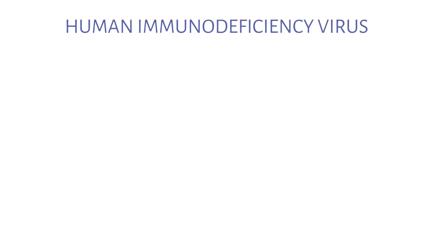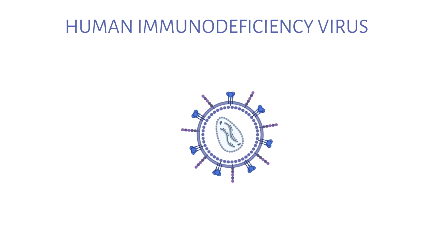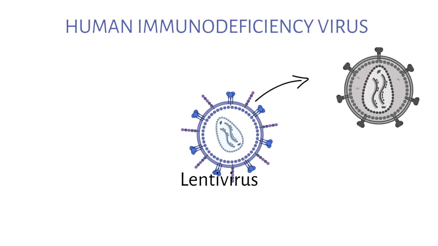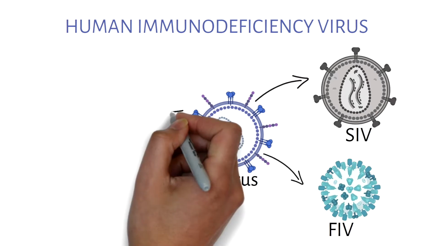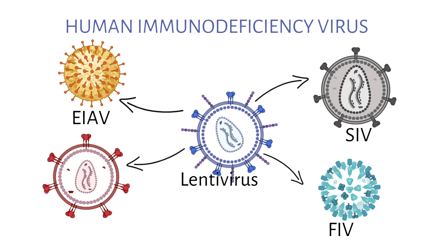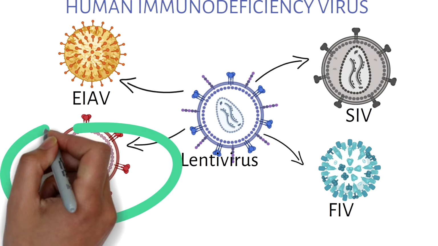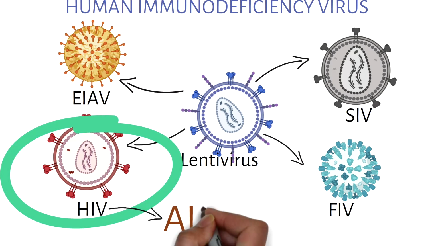Human immunodeficiency virus is a virus from the family of lentiviruses. The viruses present in this family are simian immunodeficiency virus, feline immunodeficiency virus, and equine immunodeficiency virus. Among lentiviruses, HIV is the only one able to infect humans, and if left untreated, it can lead to the acquired immunodeficiency syndrome, generally referred to as AIDS.